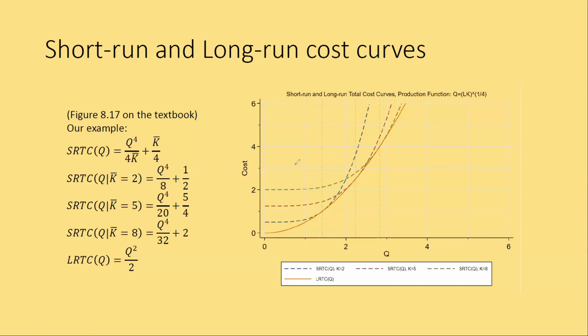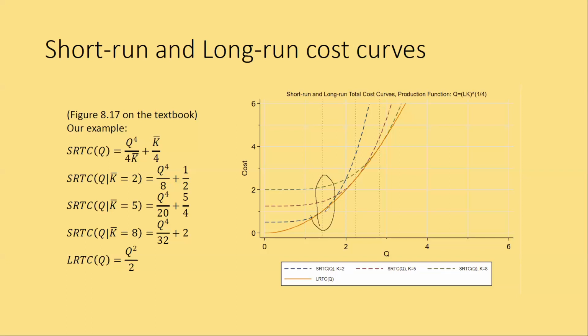This is because the long-run total cost curve takes the value that is the minimum of all the possible short-run total cost curves. So let's see on the graph on the right, I've put 3 dotted black lines that are very thin, but probably you can still see them. So let's look at this point here.